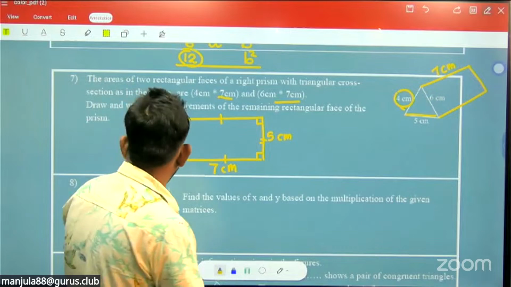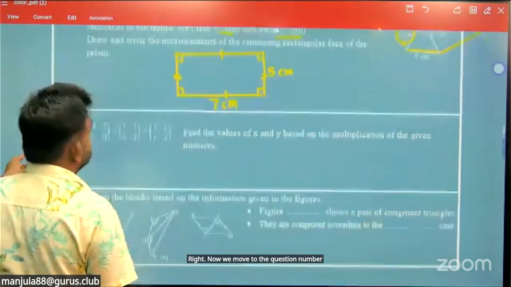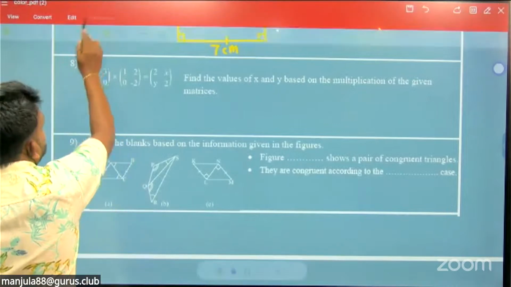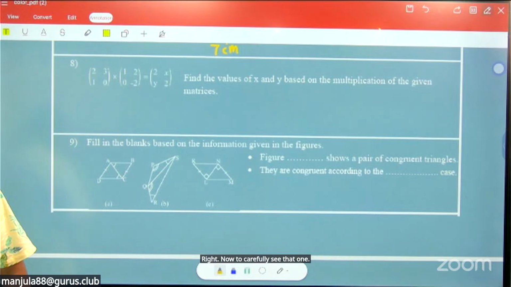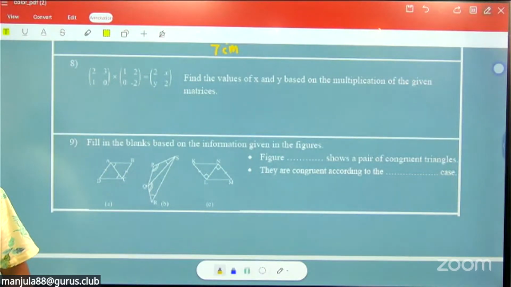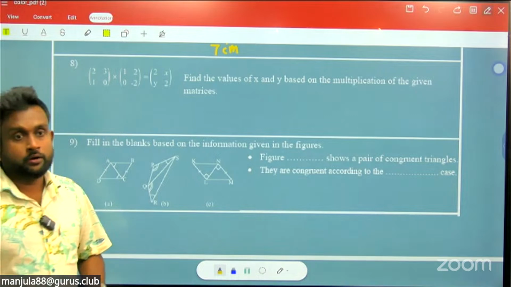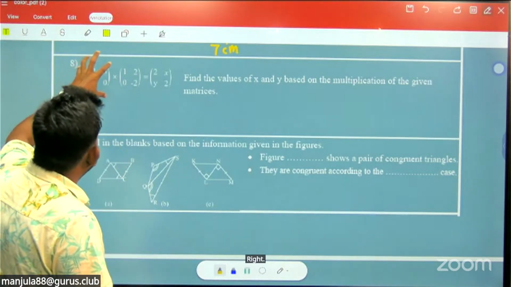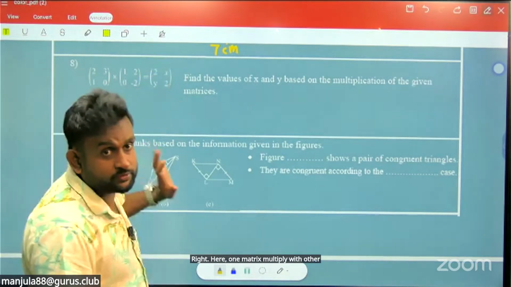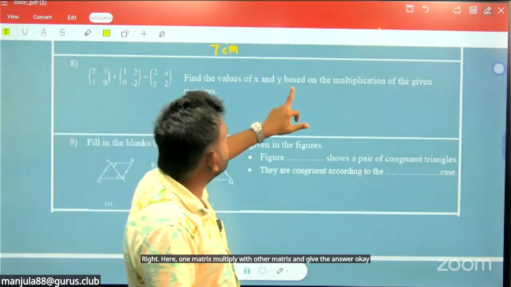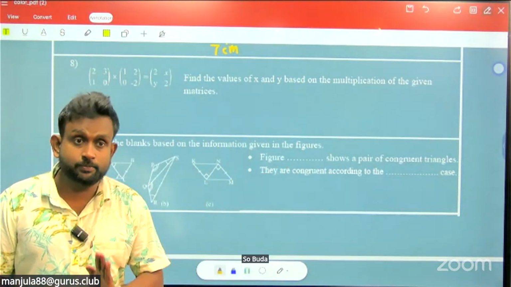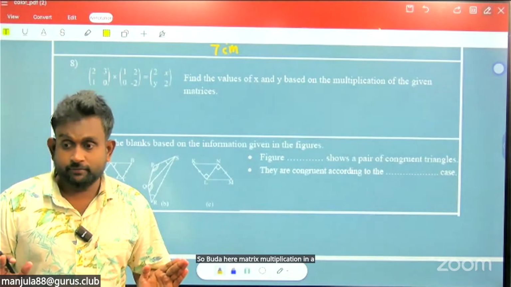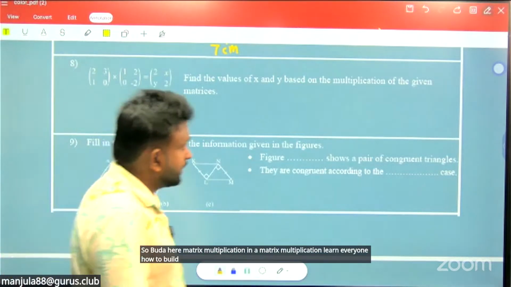Right. Now we move to question number 8. Now carefully see that one. Here, one matrix multiply with other matrix and give the answer. Then find the value of x and y based on the multiplication of the given matrices. So put here matrix multiplication. In a matrix multiplication, learn everyone how to build the question, right? So I will tell you.